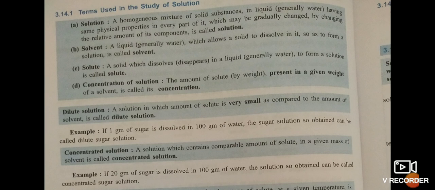Now a solution is a homogeneous mixture of a solid substance in a liquid, generally water, having the same physical properties in every part of it, which may be gradually changed by changing the relative amount of the components. It's called a solution. Now here in the definition we have seen, what do I mean by changing the relative amount of its components?